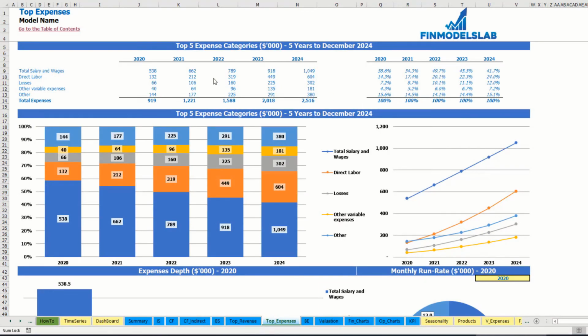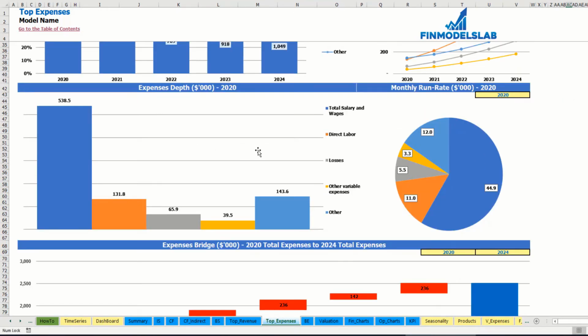On the top expenses tab, you may find the breakdown of the top 4 expenses categories, and all other expenses collapsed into the other category. You may see the breakdown of absolute values broken down by years with a total below, and also to the right you may see the percentage breakdown of these expenses. The same information you may see on the charts below, where you may find the percentage breakdown and the absolute values breakdown. On the couple of charts below you may find expenses depth and monthly run rate for the selected year.